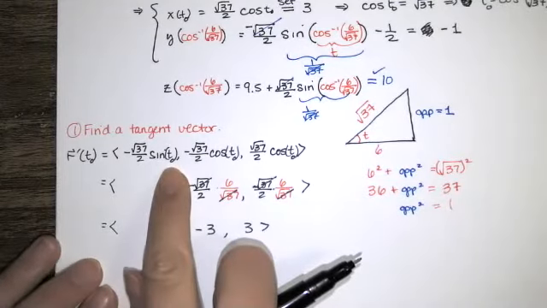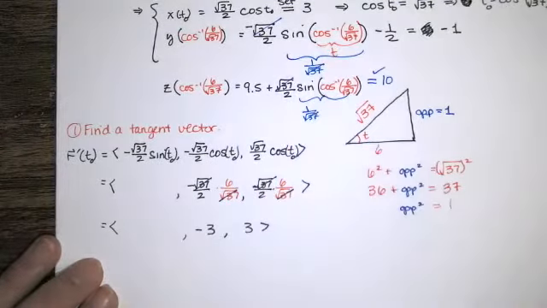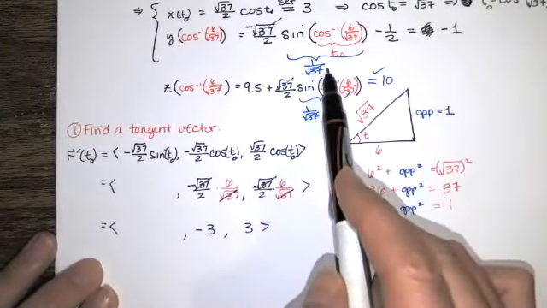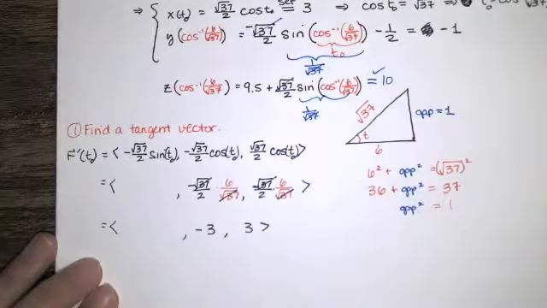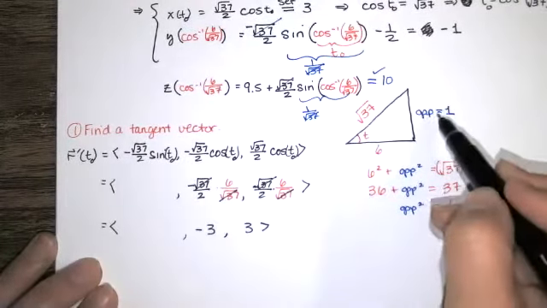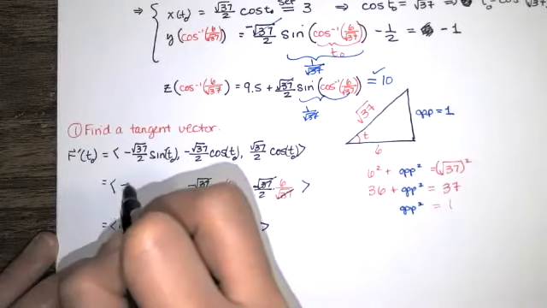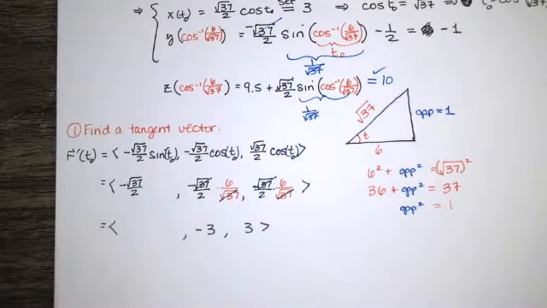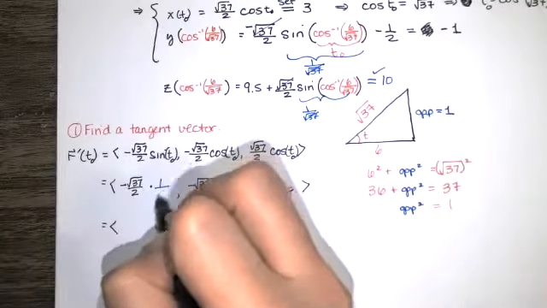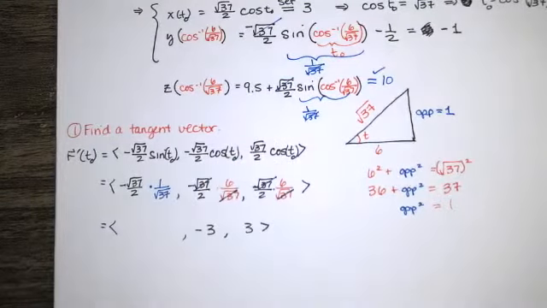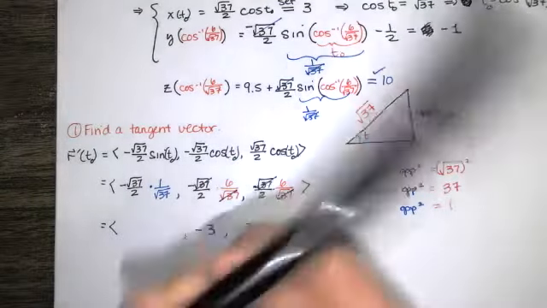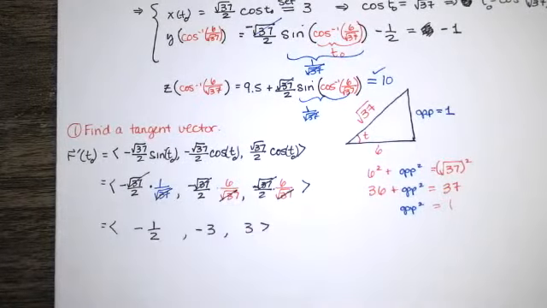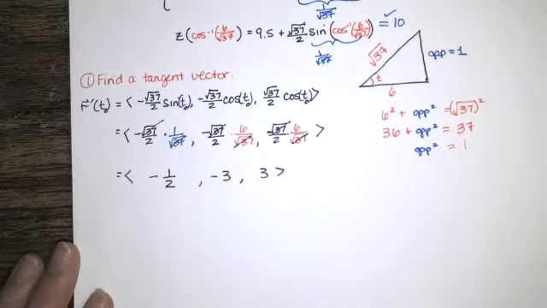And then for sine of t0, remember what we did before with this triangle. Sine of t0 ended up being 1 over the square root of 37, because it was opposite over hypotenuse. So this gives you a -1/2. And that is a tangent vector.